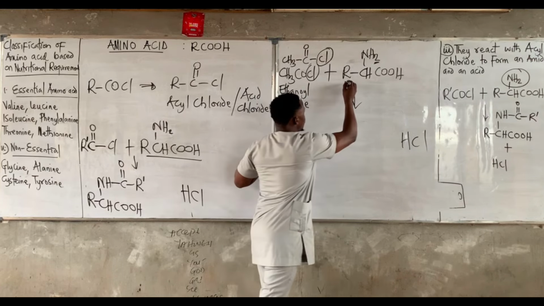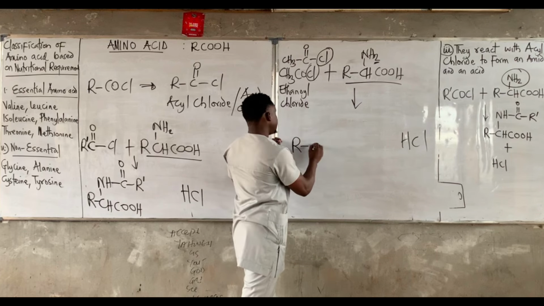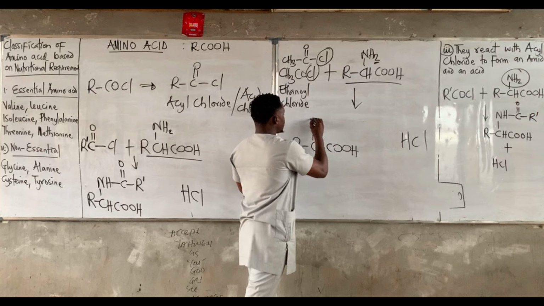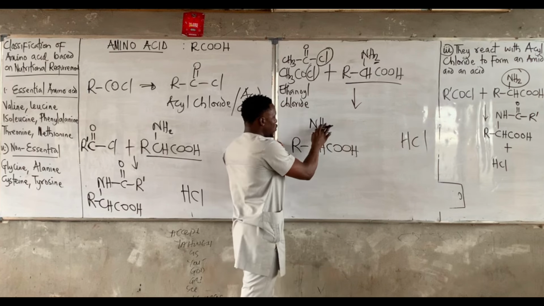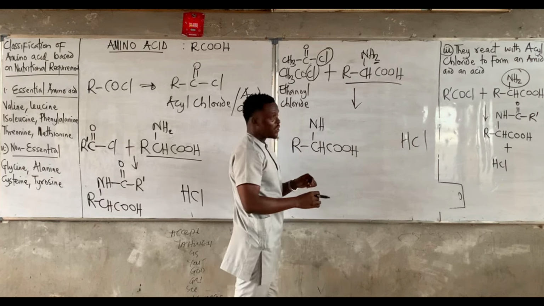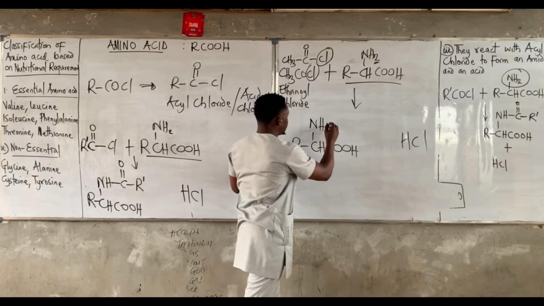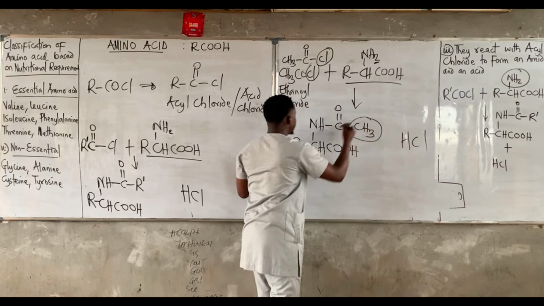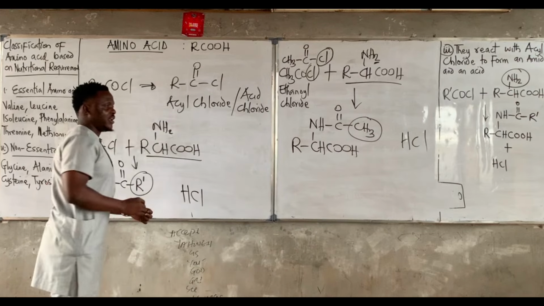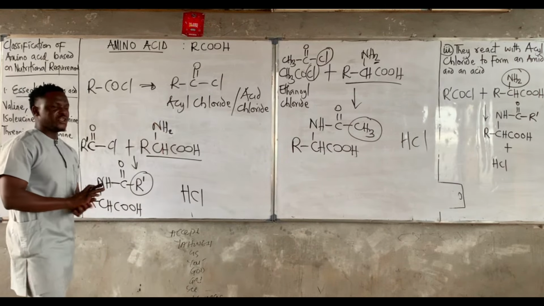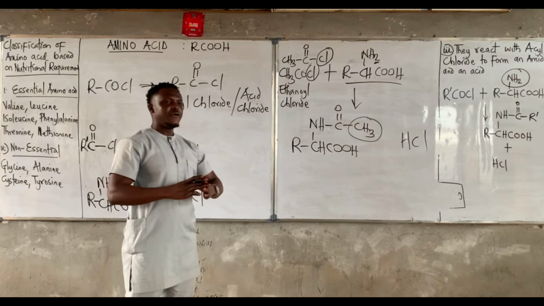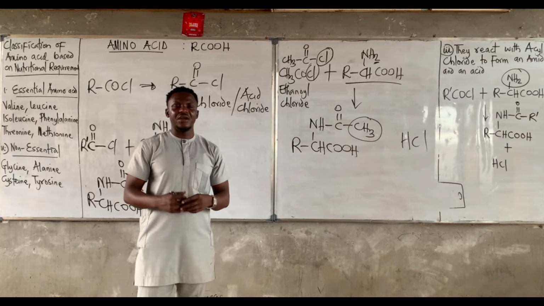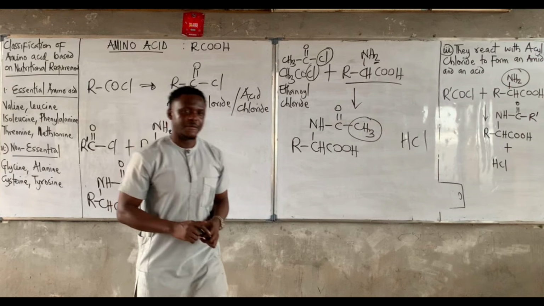So this becomes, you write down the amino acid first, R CH COOH. This was going to be NH2. But since one of the hydrogens has been removed to form HCl, we're now going to join this part. This becomes CH3. So this place that is CH3 is actually the R here. So I believe with this explanation, just in case in exams you're asked to give, or they give you a reaction associated with the amino group of an amino acid, you can carry it out effectively and efficiently.